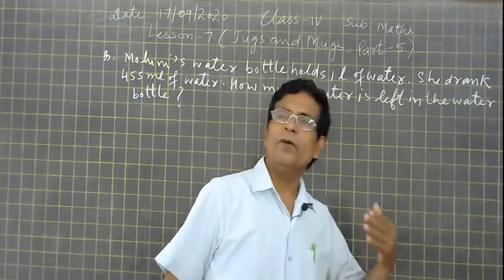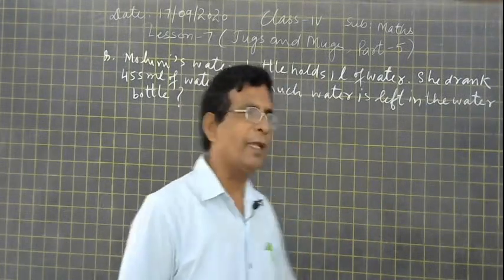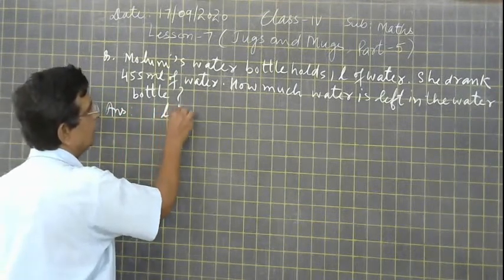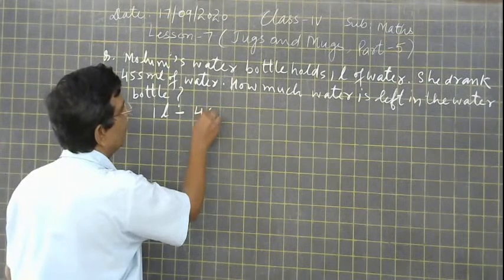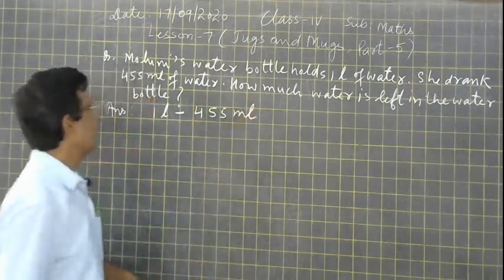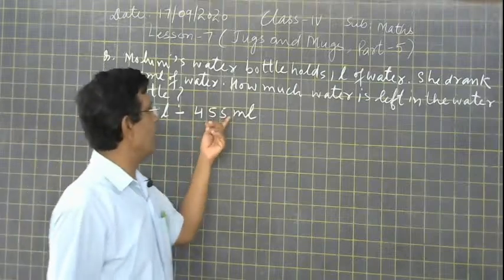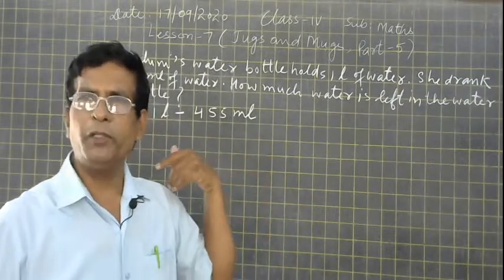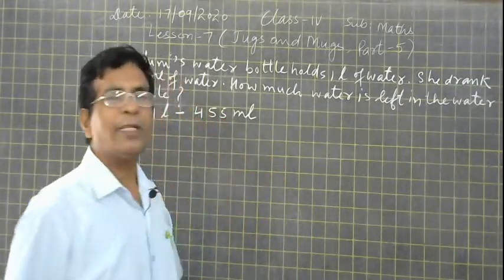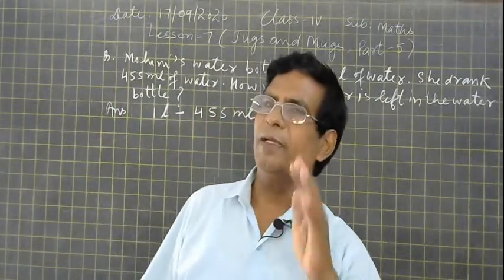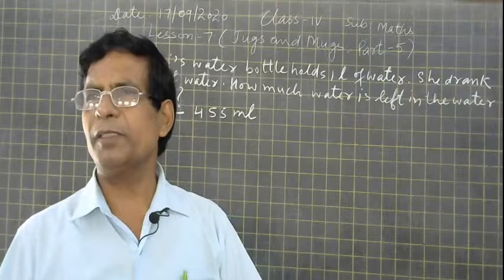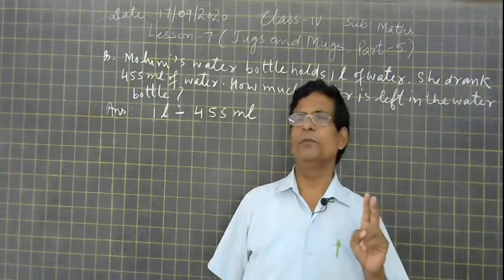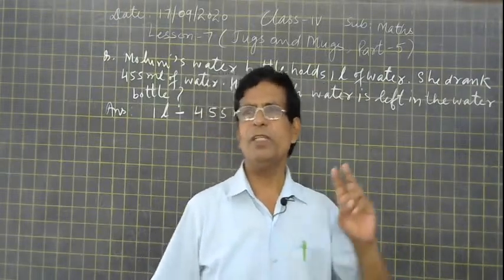So left word means we have to subtract it. It means in the answer we have to do 1 liter minus 455 milliliter. Now this is 1 liter and it is 455 milliliter. The day before yesterday I told you that if we are doing any of the basic operations, adding, subtracting, multiplying, dividing, then the same unit must be there.